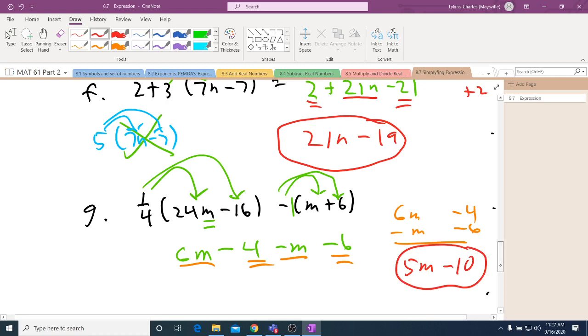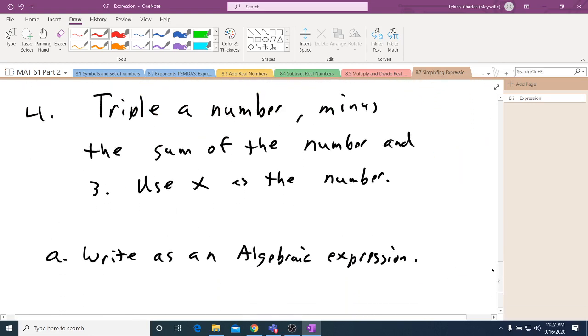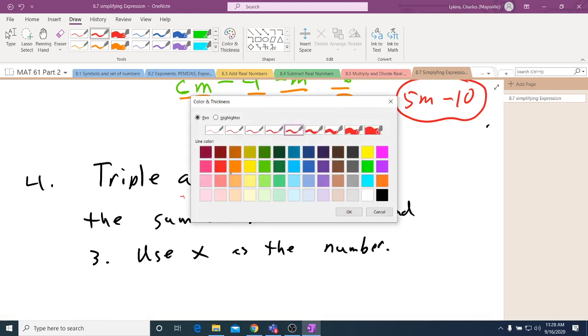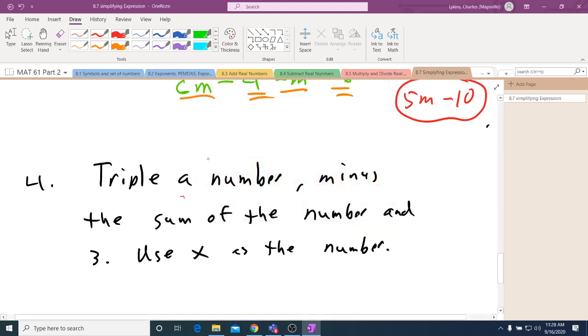Now finally, you could be asked kind of like a word problem. So let's read this for a second. Triple a number minus the sum of a number and 3. Use x as the number. Well, x is a number, so let's think about this for a second before we do my two-part question. What does triple a number mean?